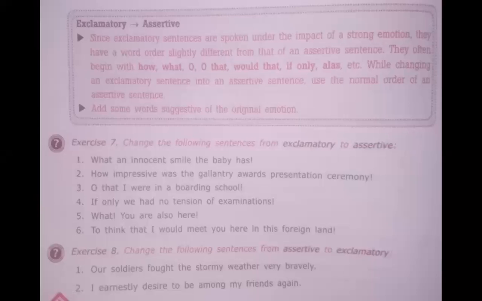I earnestly desire to be among my friends again. This is the question. But when you change this into an exclamatory sentence, this will be oh that. This is the desire shown here. That is put here. Oh that I could be among my friends again, and then exclamation mark after again.